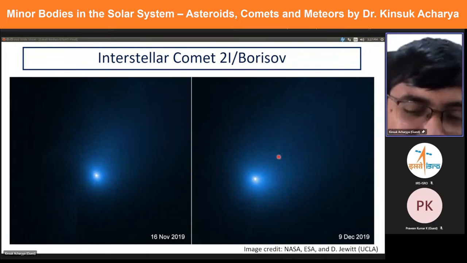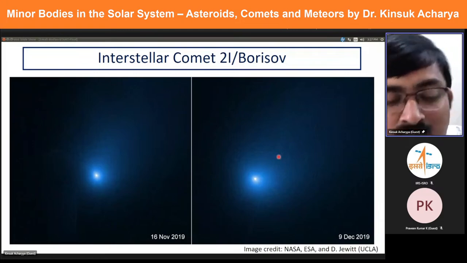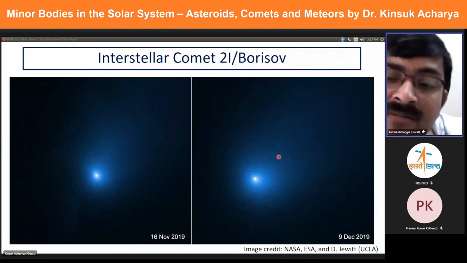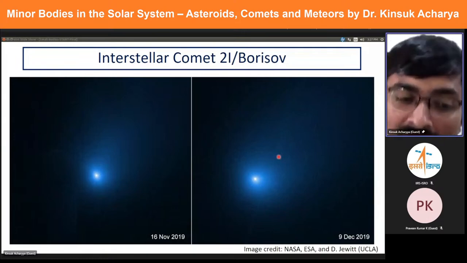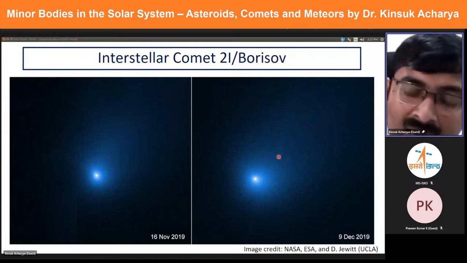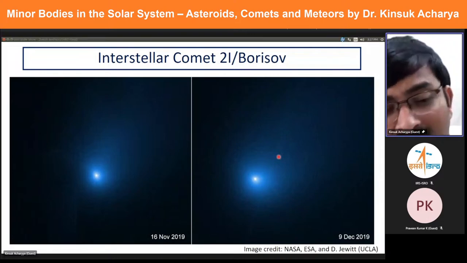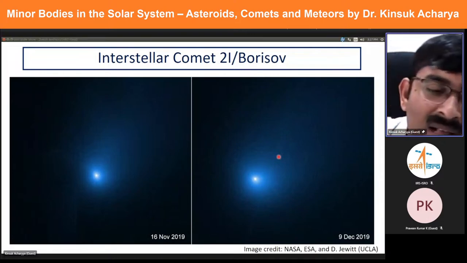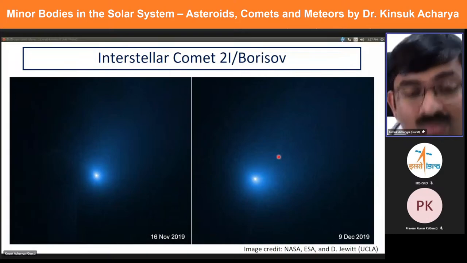You can see this comet is once again very bluish. So this is a comet which is coming from a totally different planetary system. You can study the comet's orbit, and you can say whether it is coming from our solar system or from a different system. So you can understand how important such a comet is, that here you are studying an interstellar object which is coming to your backyard to study.